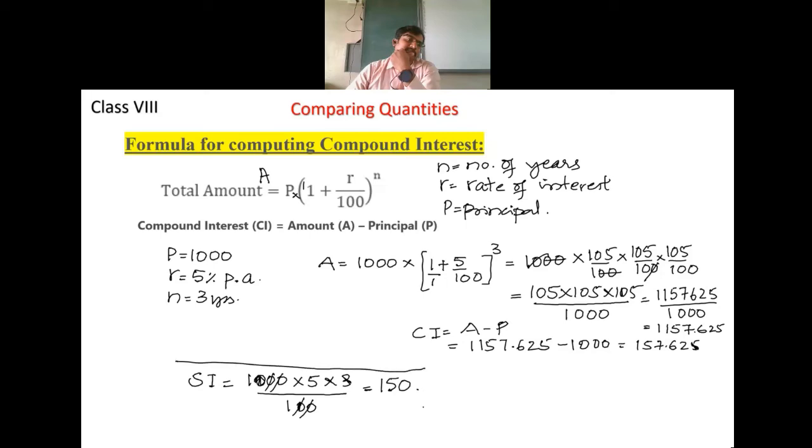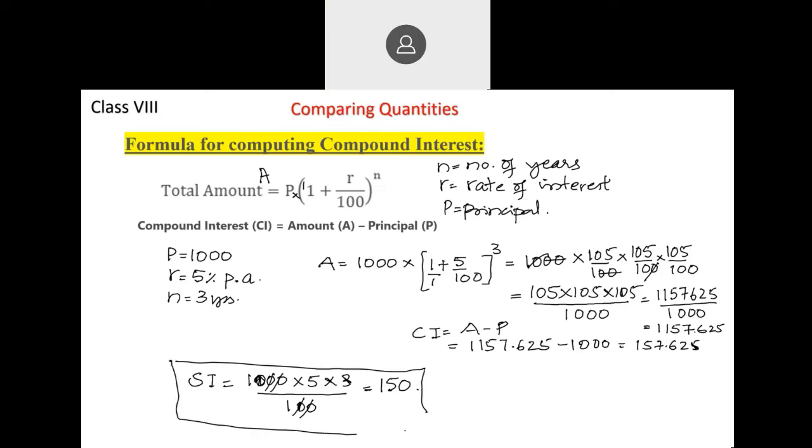Thank you. Can you observe this? Is there any difference you find? What is the difference in compound interest? We are adding some money. 7.625 more rupees is added.